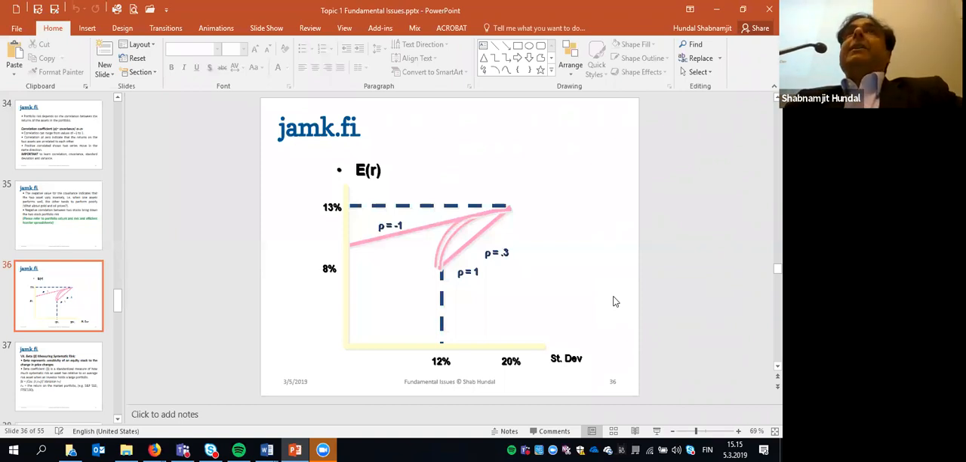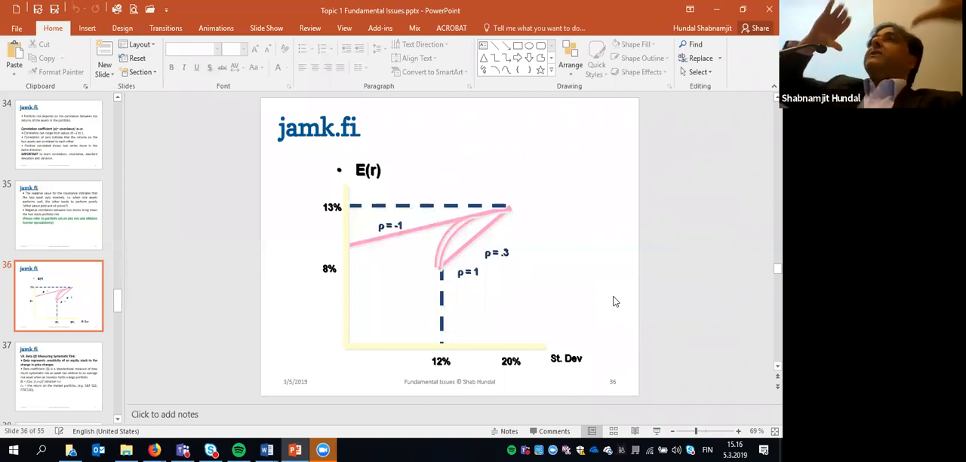The first conclusion is that more risk, more return. Have you seen any curve here where the risk is going down and the return is going up, or the risk is going up and the return is going down? In all cases, the curve is going upward.